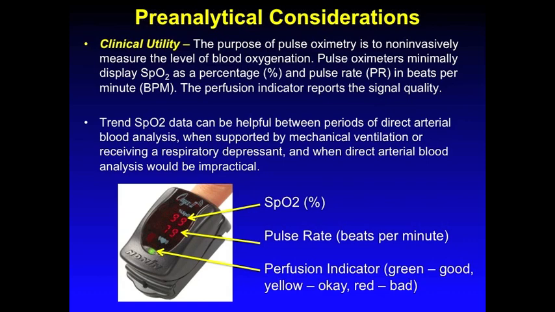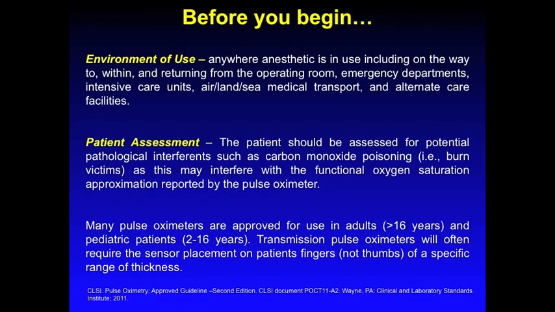Trend oxygen saturation data can be helpful between periods of direct arterial blood analysis when supported by mechanical ventilation or receiving respiratory depressants, and when arterial blood analysis would be impractical. Here we illustrate where each value is displayed on a typical fingertip pulse oximeter. Note that the signal quality indicator may be represented as a perfusion indicator, using colors to indicate signal quality, or in other models, signal quality may be displayed in the form of a perfusion index or a plethysmographic waveform.